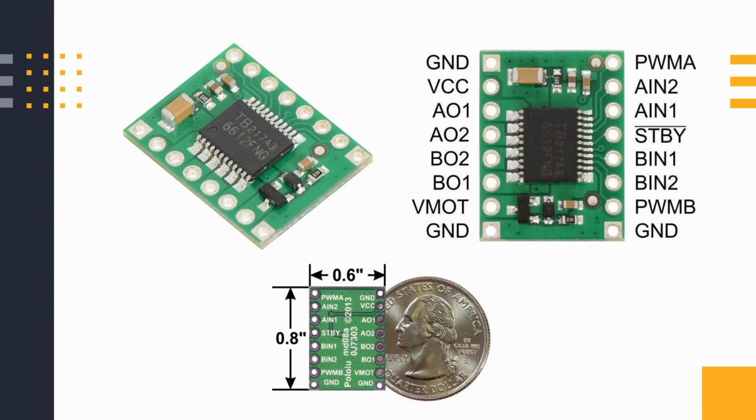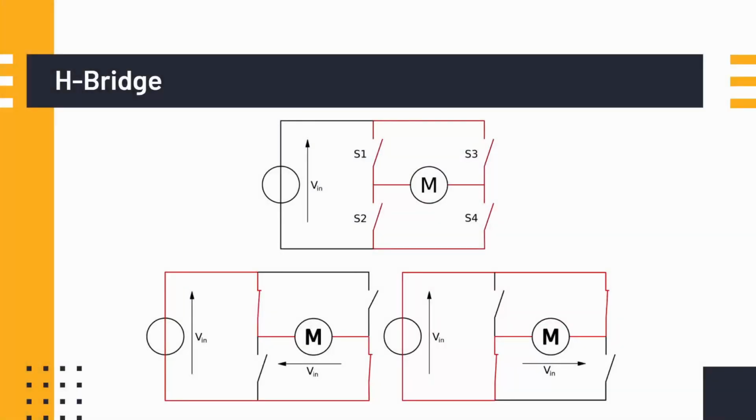So the one on my camera right now, the left side is basically going to be your inputs from your microcontroller. PWMA is going to be the PWM signal your microcontroller is going to be sending out to tell how fast your motor should go. AIN1 and AIN2 correspond to the H bridge that I was talking about earlier. They're going to correspond to this system right here.